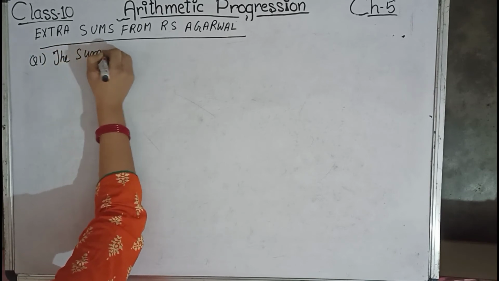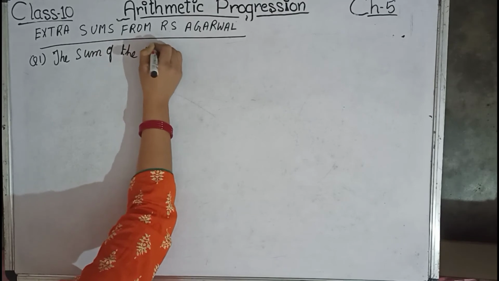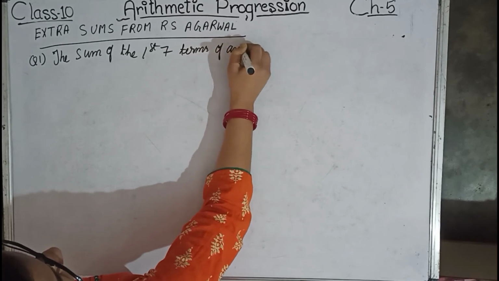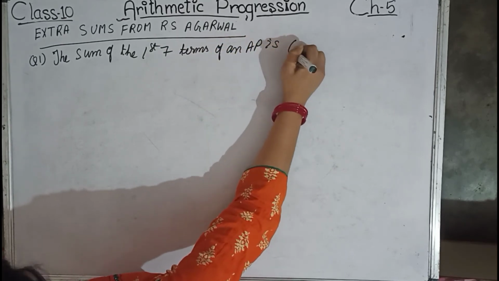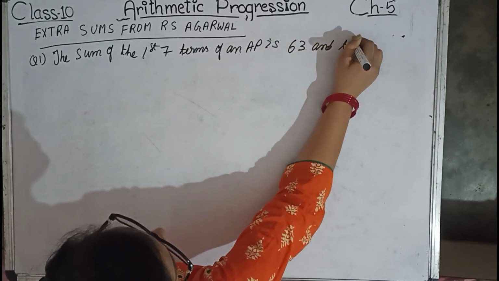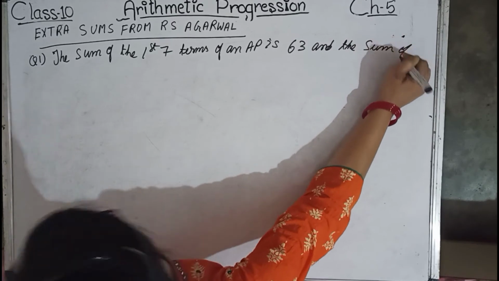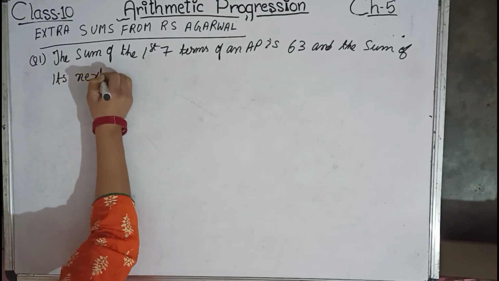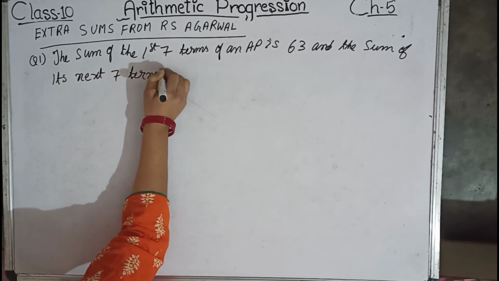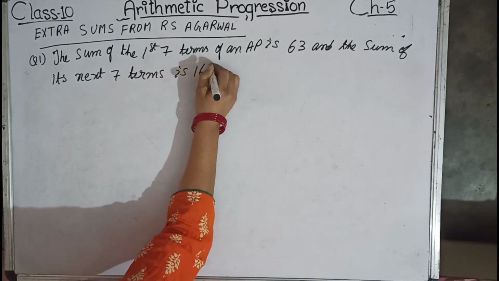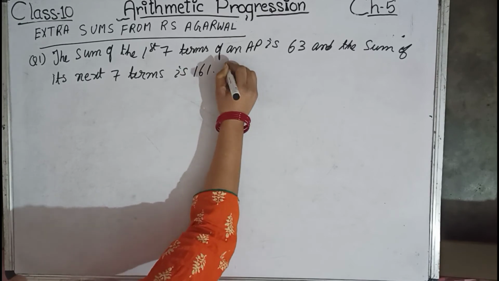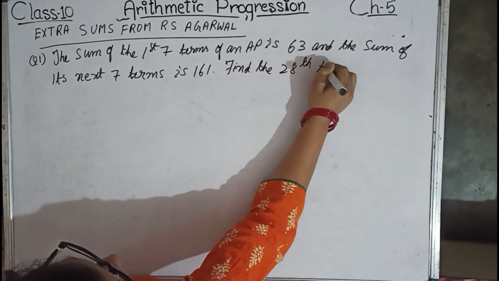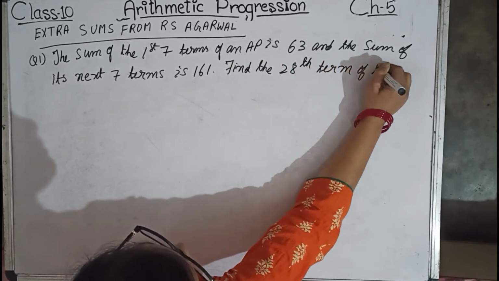So the question which I have taken is: the sum of the first 7 terms of an AP is given as 63, and the sum of its next 7 terms is 161. Find the 28th term of the AP.